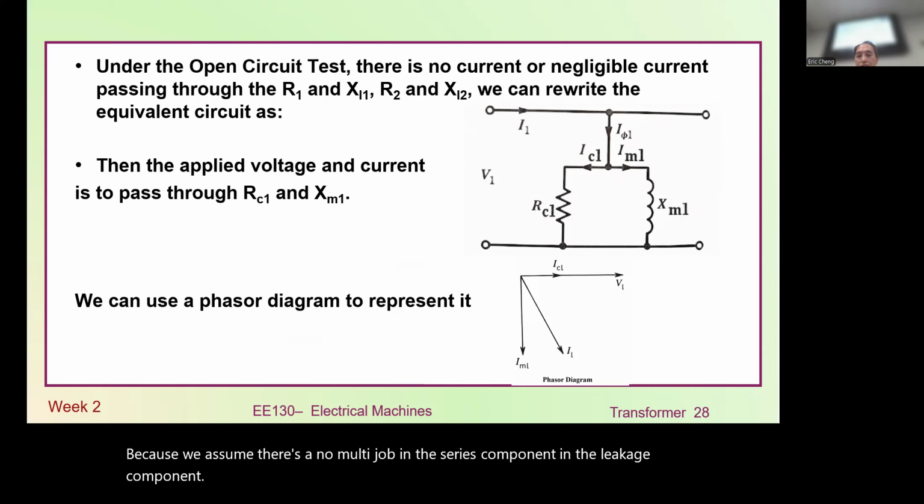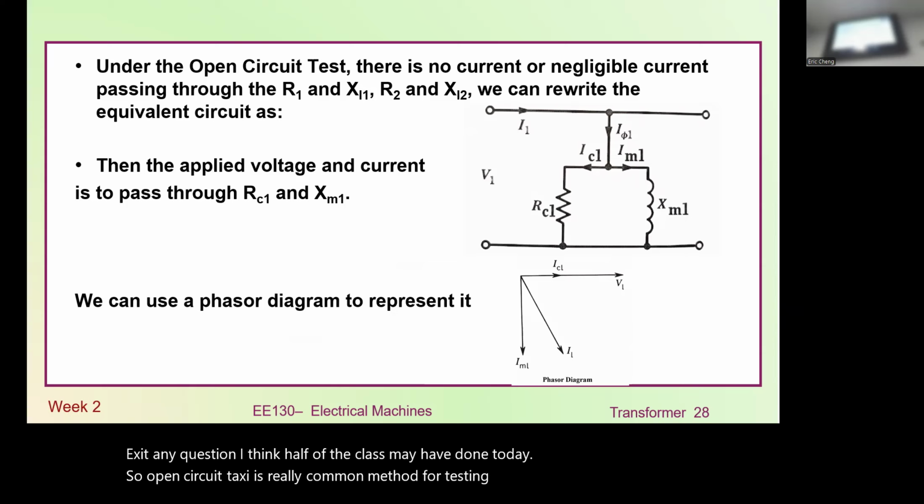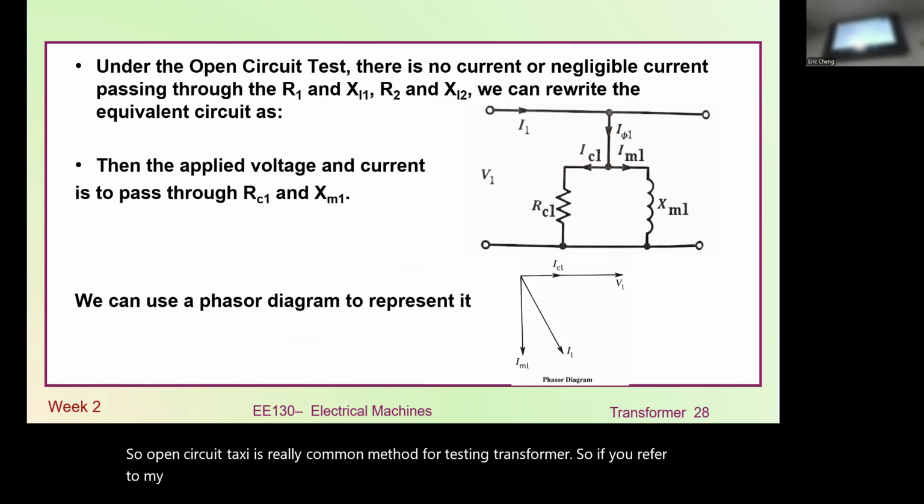That's it. Any question? I think half of the class may have done the lab. The open circuit test is a really common method for testing a transformer. You can refer to my notes, but it's very simple and straightforward. All the internet material should have this.